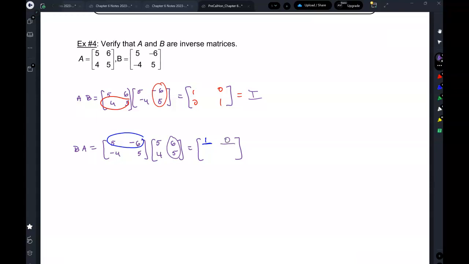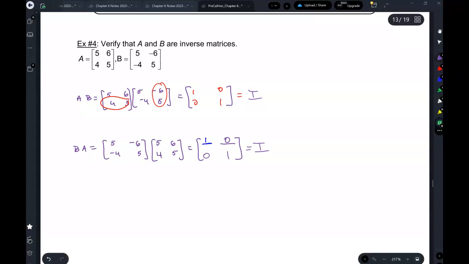Okay, bottom row, what do we get? 0 and 1. What do we get? I. Okay, this is the only time where you can do matrix multiplication and it's commutative. The only time where you can do AB and BA, and if you get I for both of them, that means A and B are inverses.